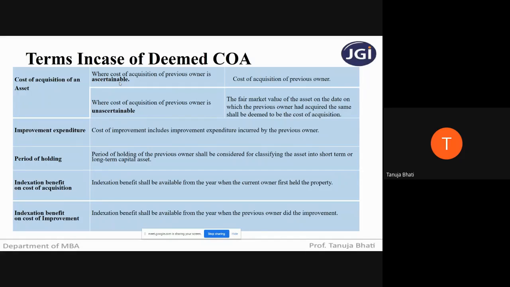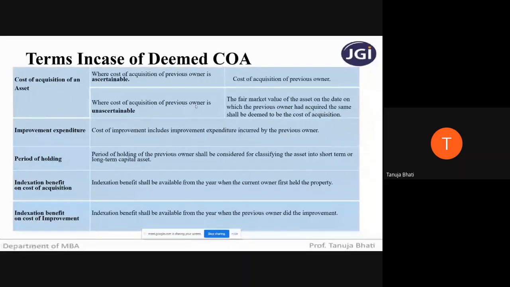I go to the previous owner and ask him what is the cost of acquisition. If he knows the cost of acquisition, I can compute it, then it is ascertainable. I know what is the cost of acquisition of the previous owner. Then what is the cost of acquisition you're going to take? Cost of acquisition of previous owner, since it is ascertainable. What if it is not ascertainable?